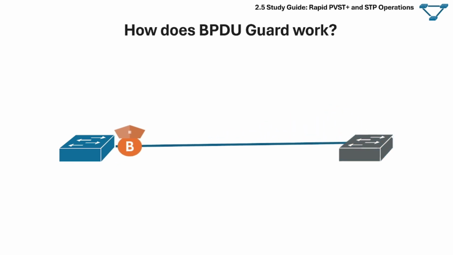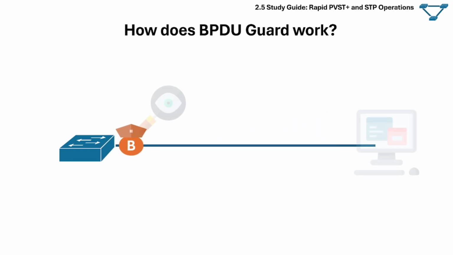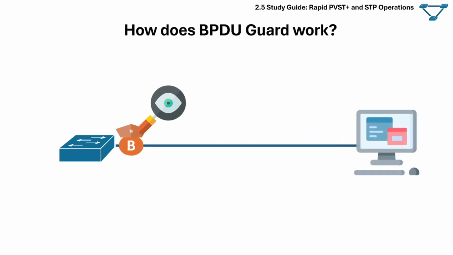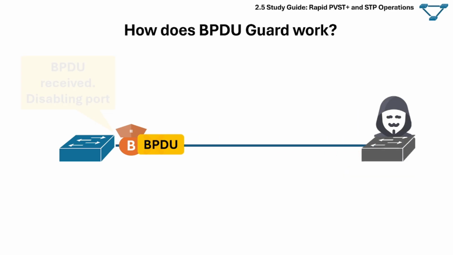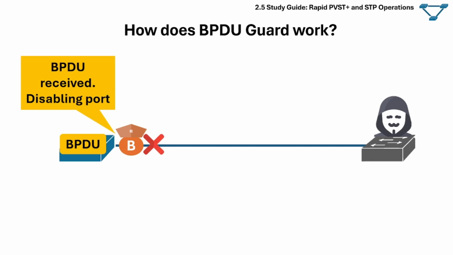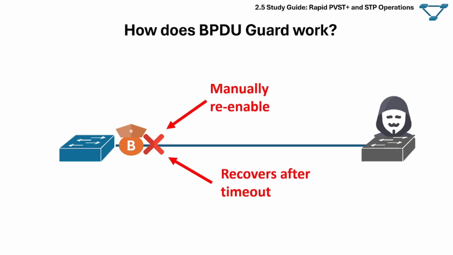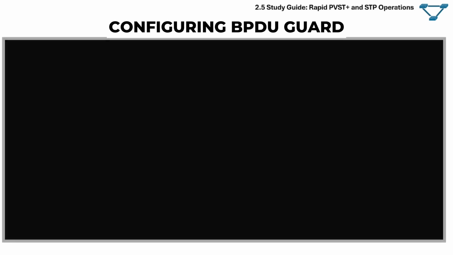How does BPDU guard work? BPDU guard monitors for any BPDUs arriving at the port. When a switch port with BPDU guard configured receives a BPDU, the feature immediately disables the port by putting it into error-disabled state. The port then stays in an error-disabled state until someone manually re-enables it, or it recovers automatically after a timeout. Let's now configure BPDU guard.